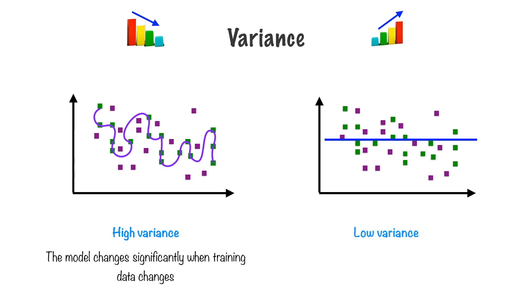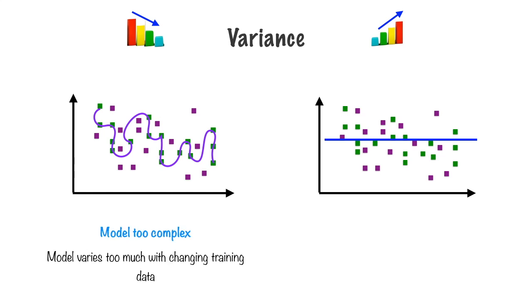The straight line that we've passed through the points, on the other hand, the model on the right has low variance. This is because the model is not dependent on the training data at all or hardly at all. The model doesn't change much when the training data changes. A high bias is equal to low variance.